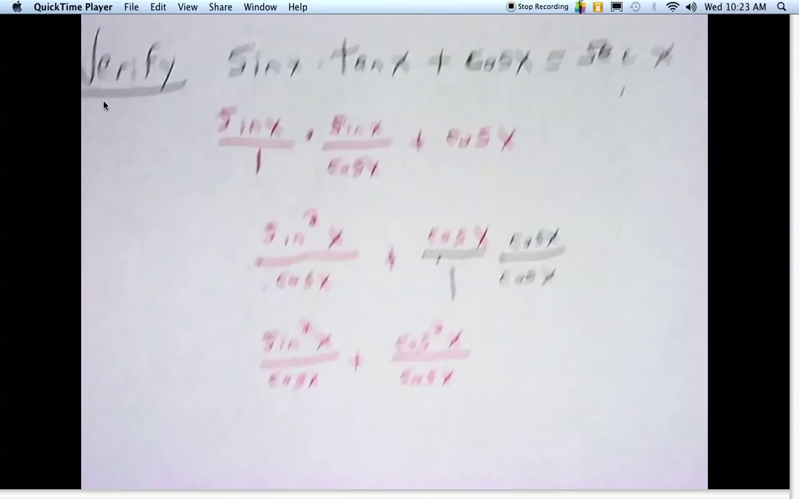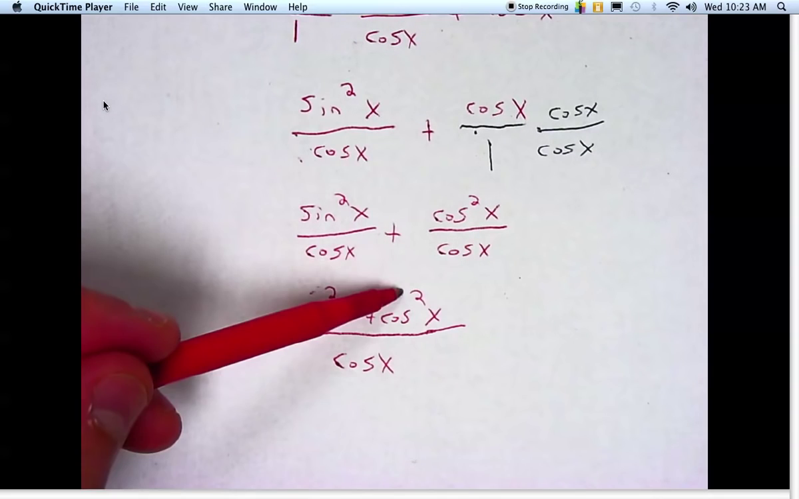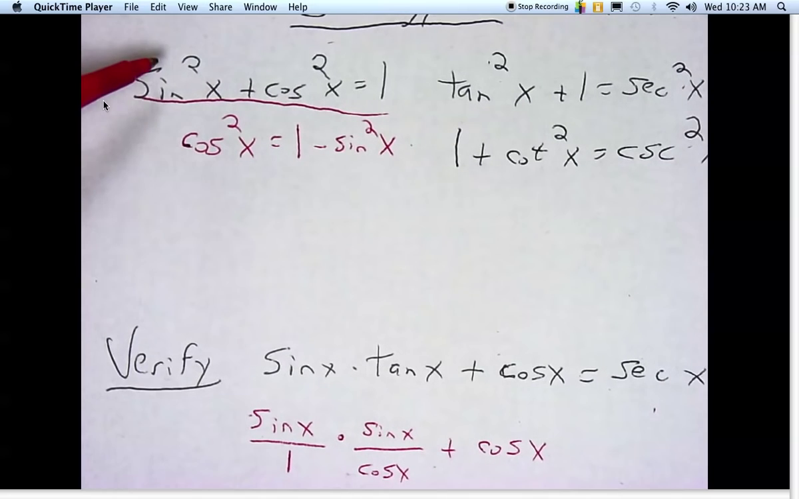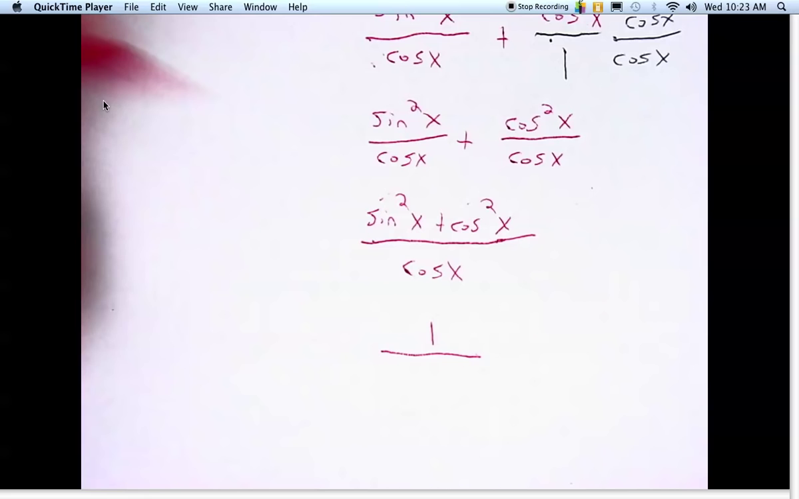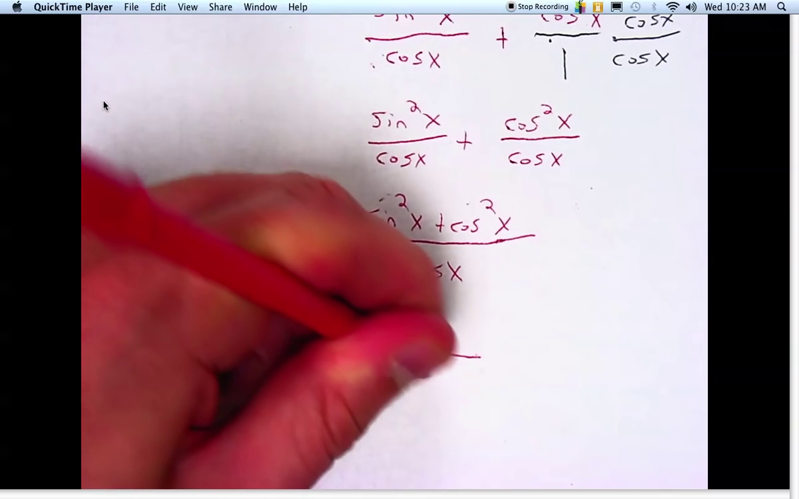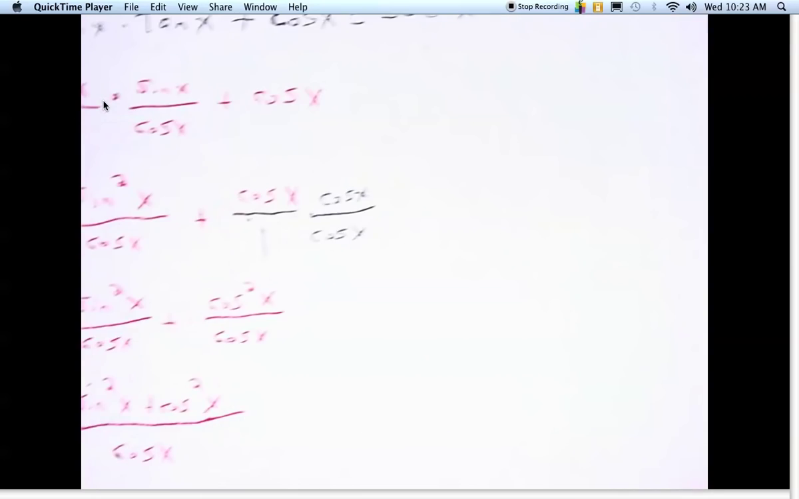And so now they have a common denominator, and the way I add fractions that have a common denominator is to add the numerators. See these squares, so I'm thinking about my fundamental Pythagorean identities, and this is the big one, right? Sine squared of x plus cosine squared of x equals 1. And so now I'm basically done because I replace that numerator with 1. It simplifies things greatly. And sure enough, 1 over cosine of x is, by definition, secant of x.